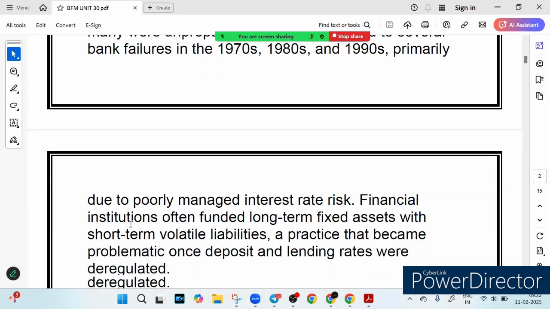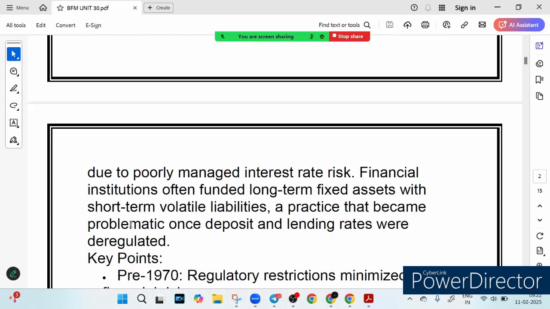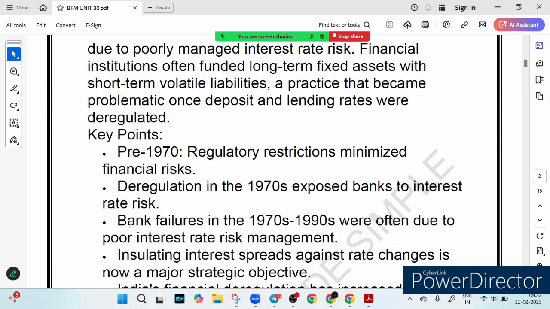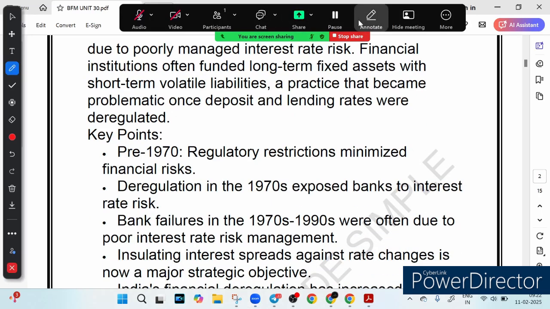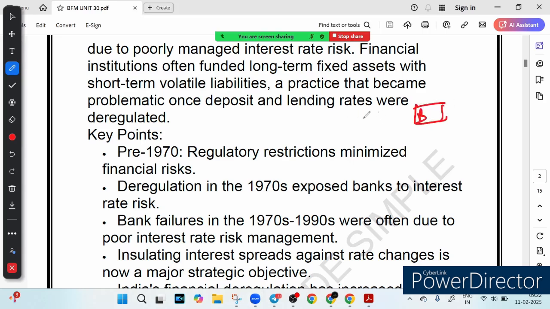So many banks were simply not ready for this change. You know what happened? Many banks were not ready for this change, right? They were borrowing short-term money. So what were banks doing? Suppose this is the bank. They were borrowing something called short-term money. When I say short-term money, what does it mean? It means money which has a fluctuating interest rate, but lending for the long term at a fixed rate.